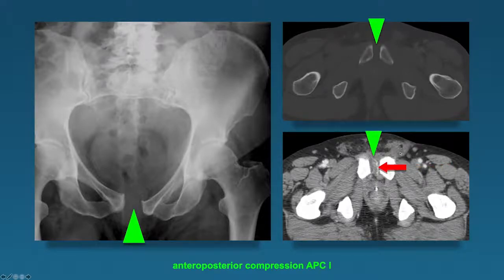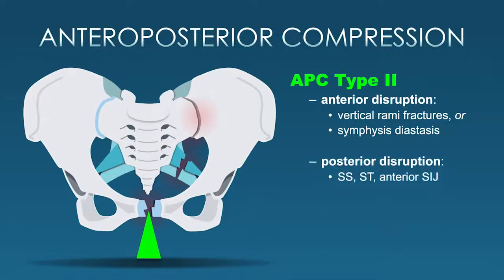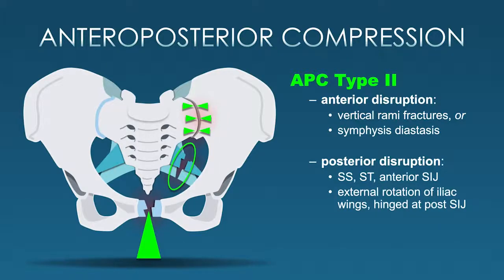The type 2 injury, again, we can have symphysis disruption, or we may have vertical fractures through the rami if it's a slightly off-midline force. Now, we're going to go through the pelvic floor ligaments, involving the sacrospinous and sacrotuberous ligaments, and then open up the anterior SI joint as well to create pelvic instability and cause external rotation of this hemipelvis. This is what we typically refer to as the open book fracture. It can be just one side, it can be bilateral as well.